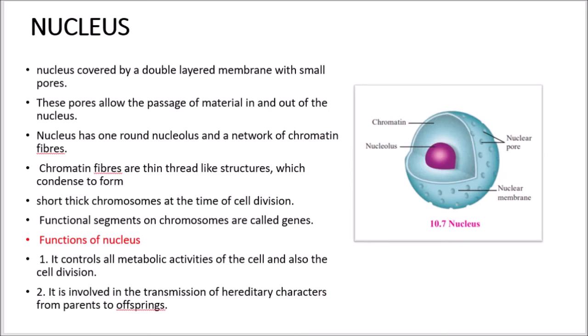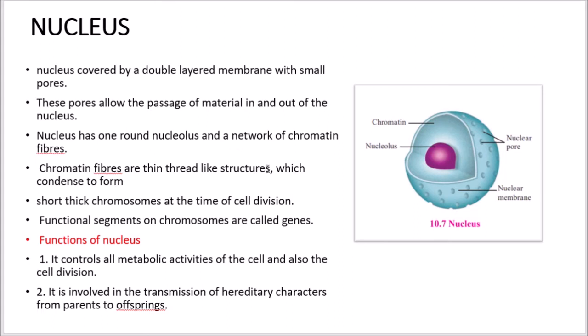The main and very important unit in the cell is the nucleus. The nucleus is covered by a double-layered membrane with small pores. You can see two parts of the nucleus, inside and outside, and the outer part of the nucleus has small hole-like parts which are called nuclear pores. These pores allow the passage of material in and out of the nucleus. So whatever material the nucleus wants to exchange, it can be exchanged with the help of these pores.